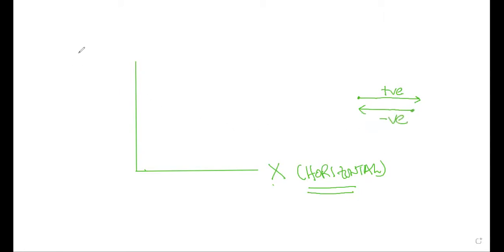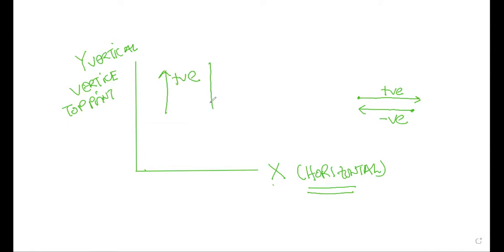This is the y-axis. We term this as the vertical axis. The vertical axis comes from the word vertex. You know what vertex means? Top point. So the vertical axis is like this, right? Any upward movement is positive. Any downward movement is negative.